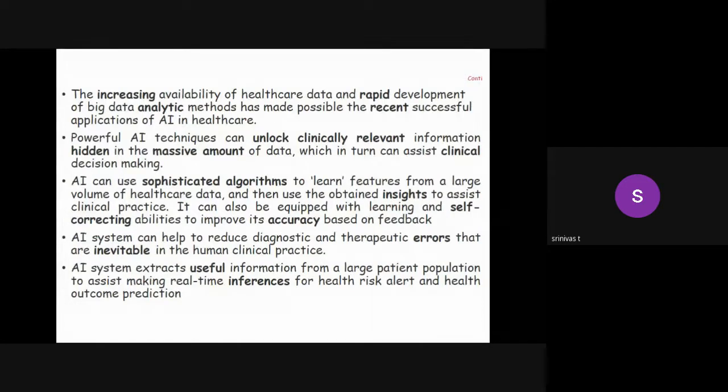AI can use sophisticated algorithms to learn features from a large volume of healthcare data and then use the obtained insights to assist clinical practice. These are the insights you are going to get.